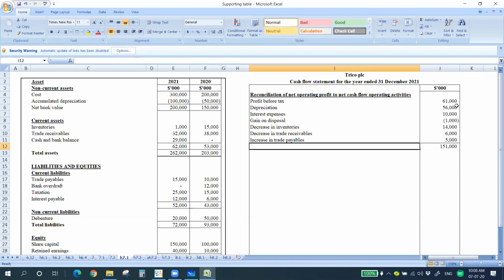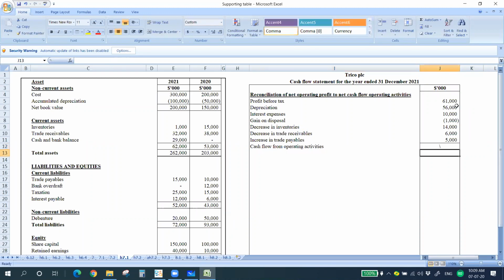Right. Then what is this? This is operating cash flow. Cash flow from operating activities. Outcome 151.